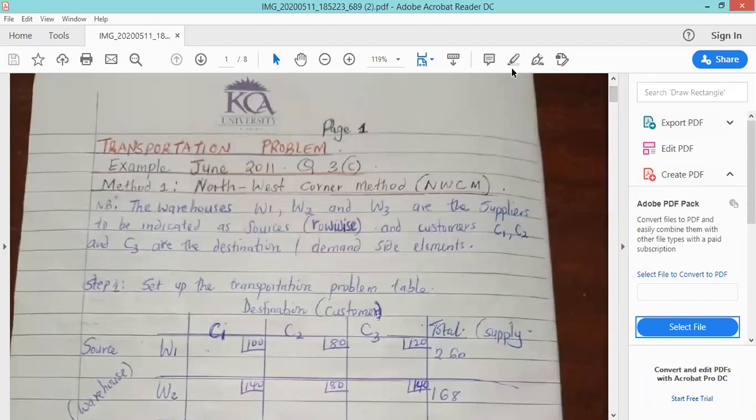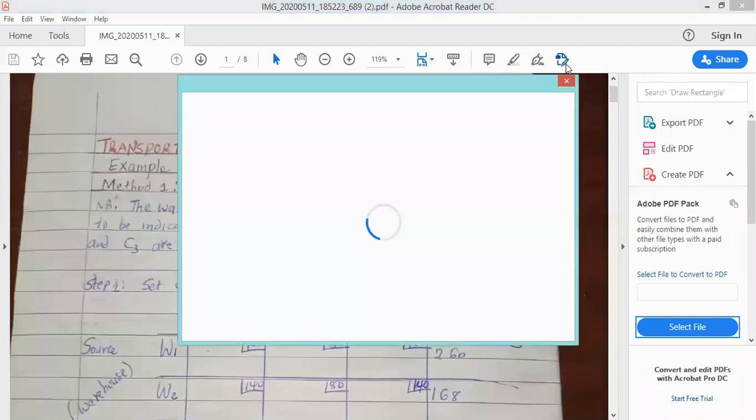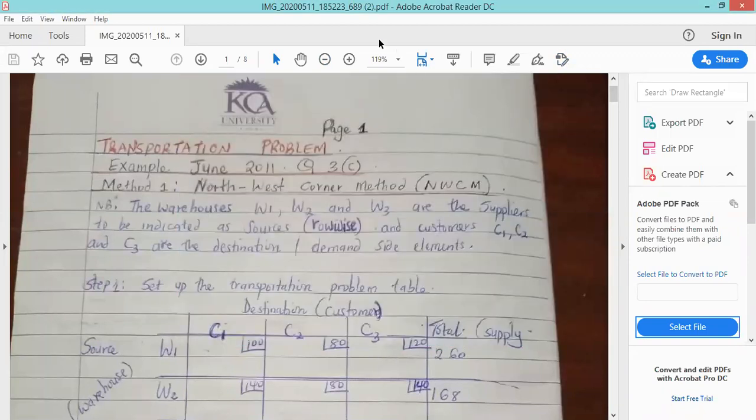Let me see if I can draw the compass. I don't know whether this is what we call the north, and here we have the south, then the west and the east.